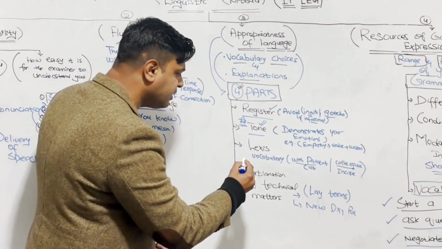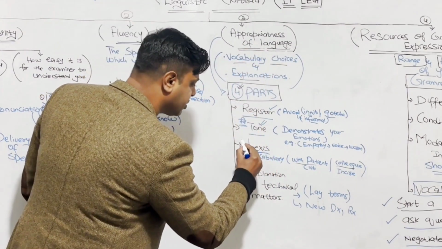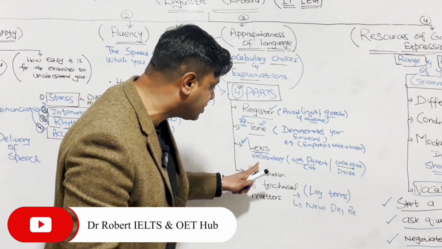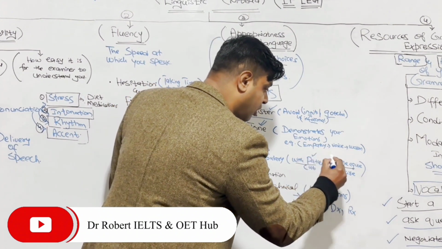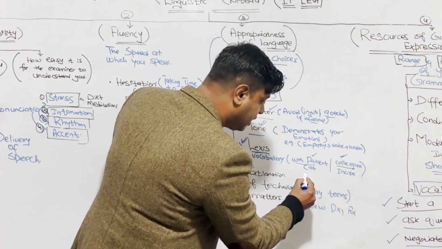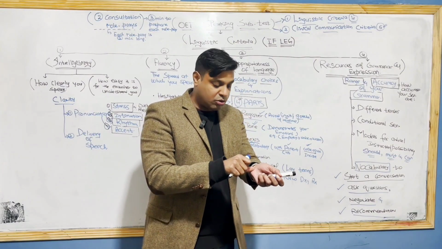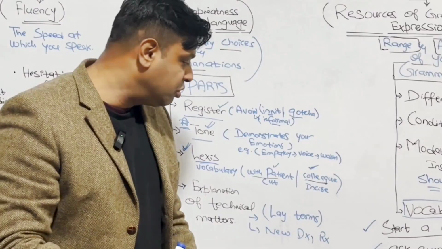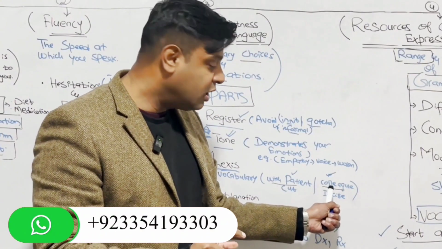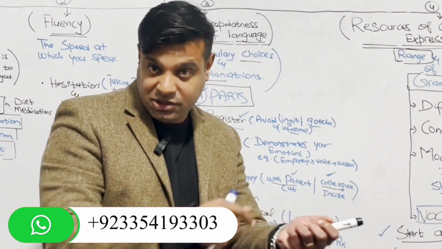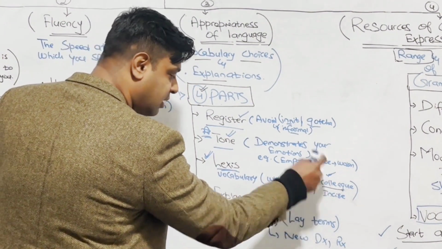Now, another part in the appropriateness of language is lexis. What is the meaning of lexis? Vocabulary. Now, you need to know who you're talking to. Are you talking to a patient? Then you're going to say, I'm going to cut this area. You're going to use the word cut. You're not going to use the word incise. However, when you're going to talk to your colleague, you're going to say, I'm going to incise this area. So you need to choose the right vocabulary according to the scenario.